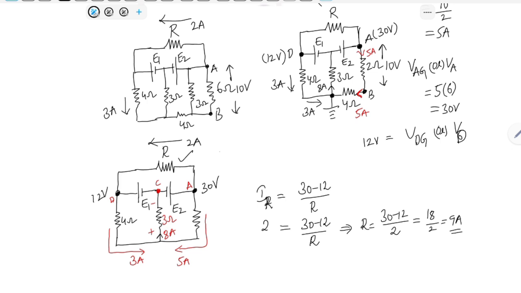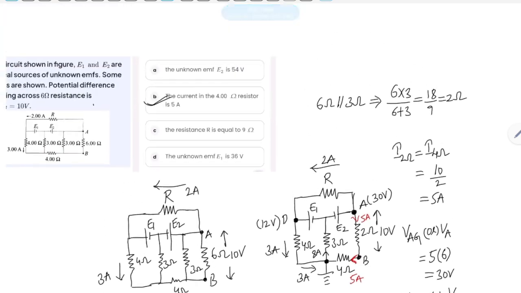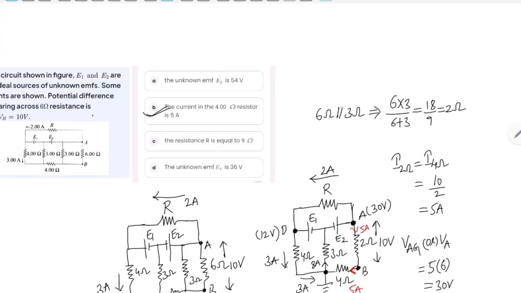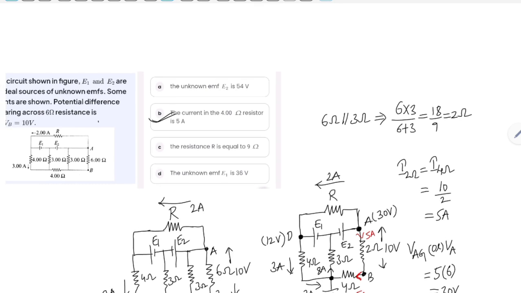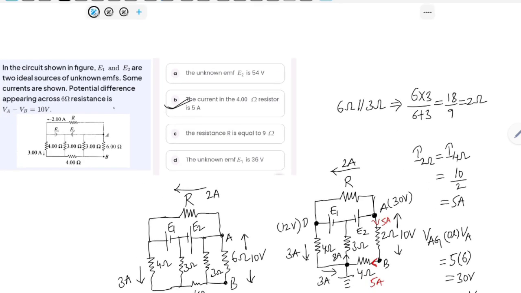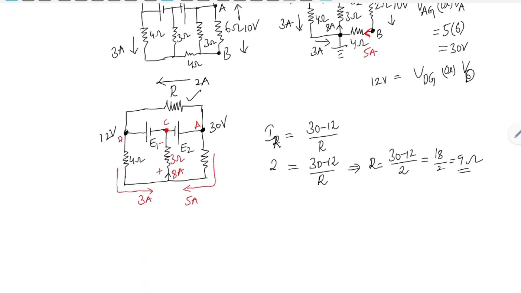Therefore the resistance is 9 ohms, sorry. So we are just finding the resistance value. So this resistance is 9 ohm. If you go through another option which is given in the problem, so here if you observe the third option, C, the resistance R is equal to 9 ohm, so it is also a correct option. Okay. Now our duty is to find E1 and E2 values. Okay, let's jump into that process.